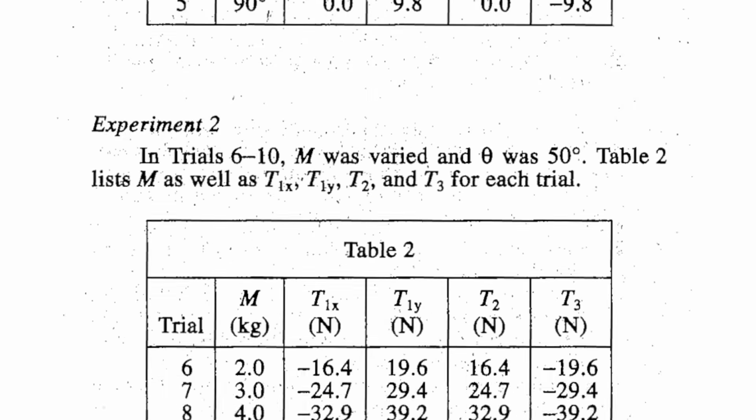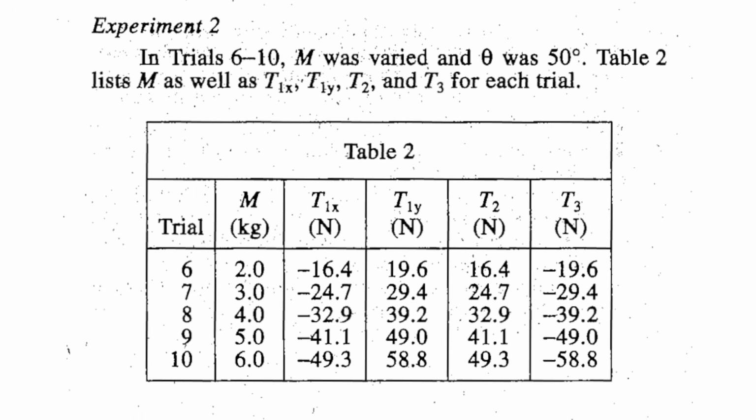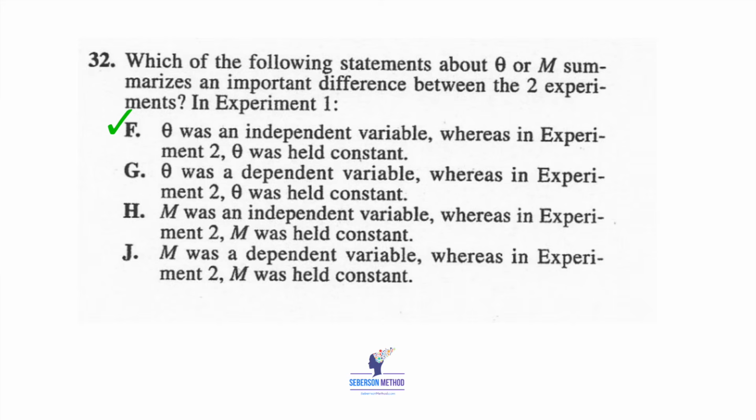Let's check this out. Table 2, experiment 2, in trials 6 to 10, M was varied and theta was 50. If it was 50, that means it was held constant. The right answer is F.